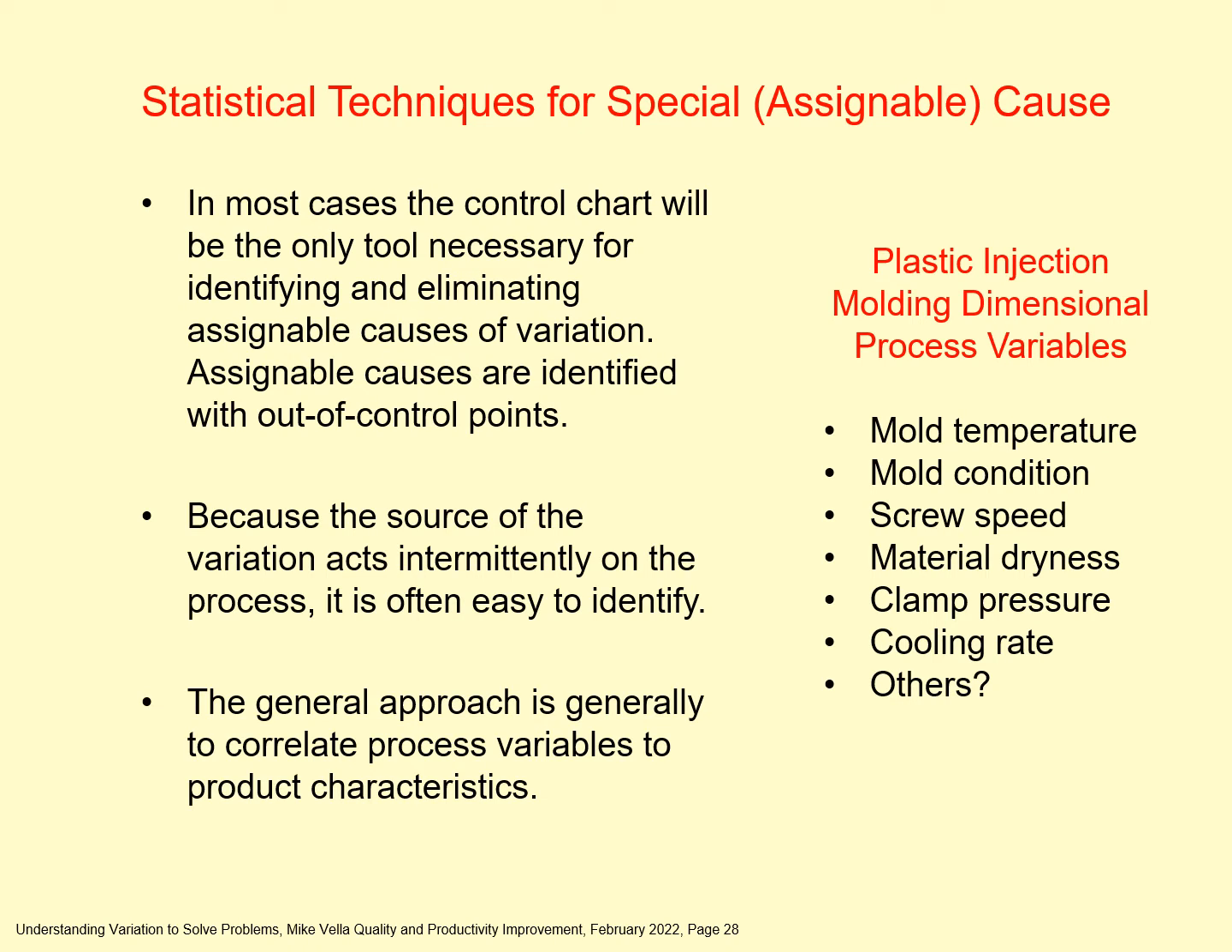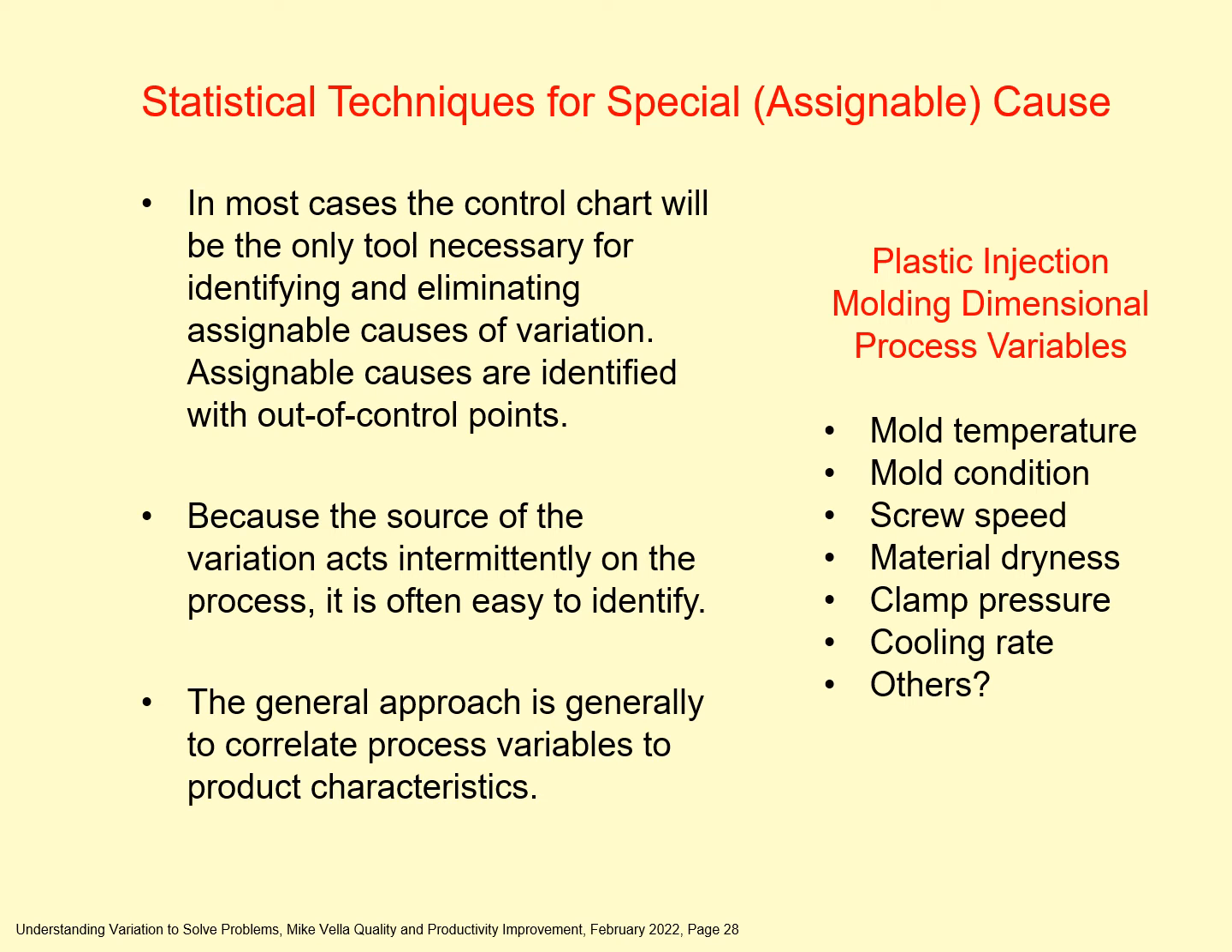So you must go back into the process, understand the process controls, and understand why that point or those points went out of control. On the right-hand side, I just listed some variables, if you were running a plastic injection molding business, that may impact molding dimensional characteristics. For example, mold temperature, mold conditions, screw speed, and so forth. So if you were seeing out of control conditions in a plastic injection molding process, then you might be looking at these process variables when you stop the process to find out which one has gone awry.